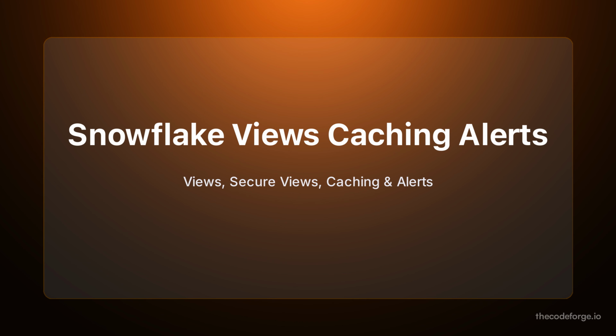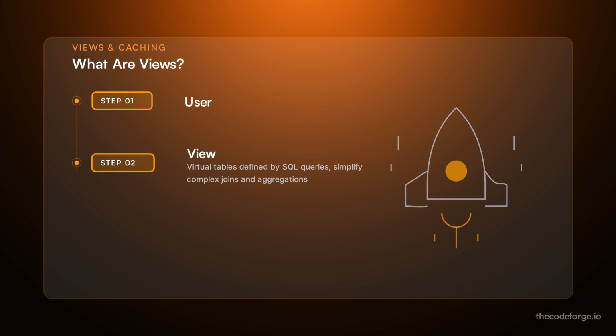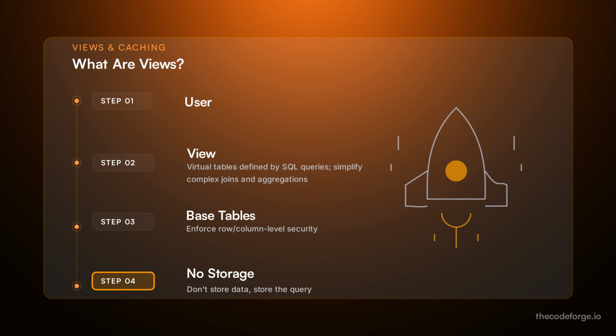up alerts in Snowflake. A view is a saved SQL query that acts like a virtual table, simplifying complex joins and aggregations across one or more base tables. It needs no storage of its own, it doesn't store data, it stores the query. When you query a view, Snowflake runs the underlying query and returns the result. Views are essential for security, simplicity, and consistency.